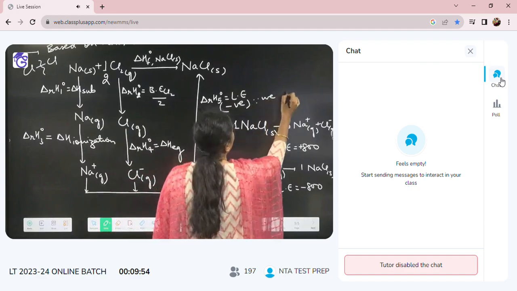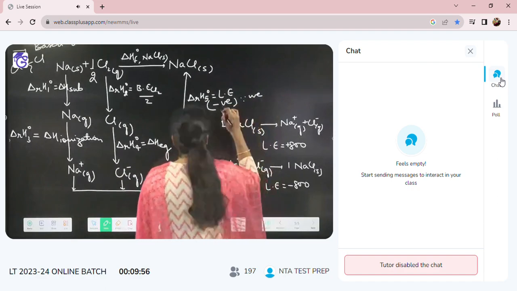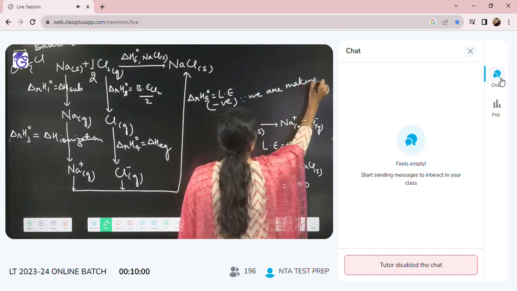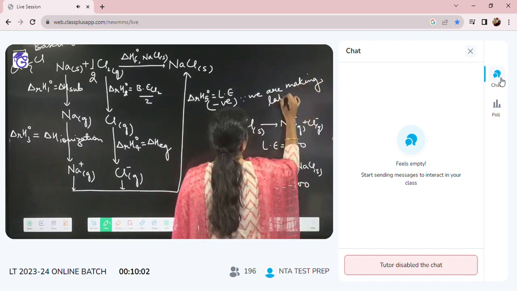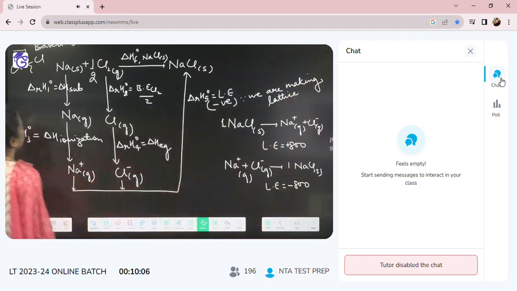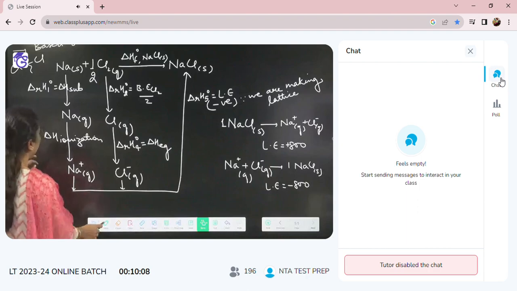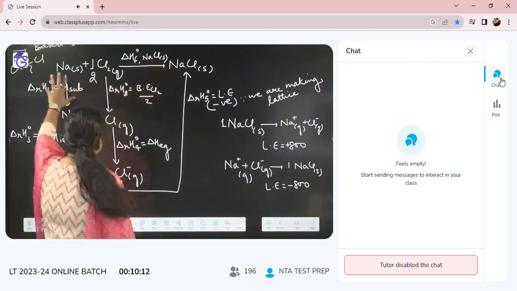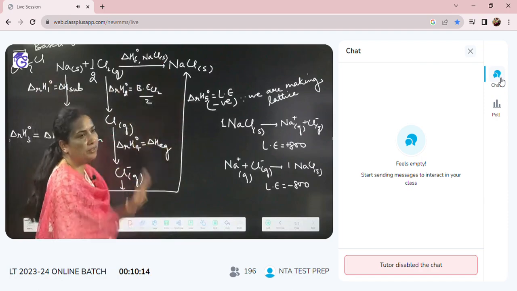We are making the lattice, we are not breaking the lattice this time. So since we are making lattice, can I say now here that this standard enthalpy of formation of NaCl is the summation of all these 5 lattice enthalpy.